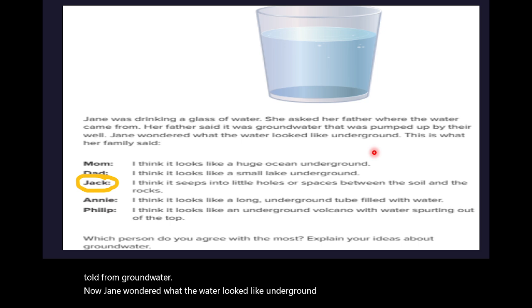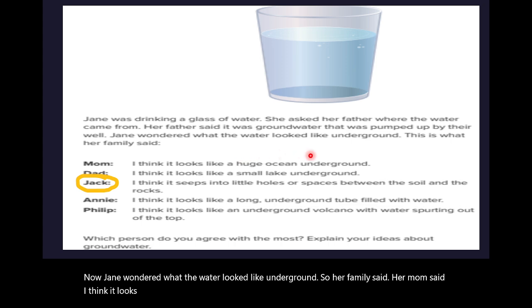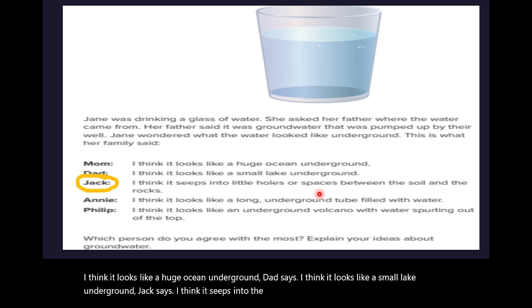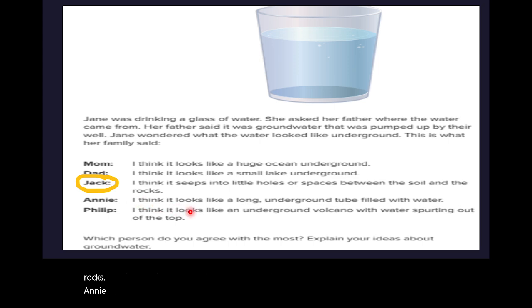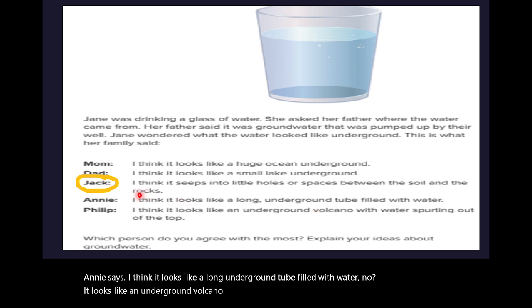So her family said, her mom said, I think it looks like a huge ocean underground. Dad says, I think it looks like a small lake underground. Jack says, I think it seeps into the little holes or spaces between the soil and the rocks. Annie says, I think it looks like a long underground tube filled with water. No. It looks like an underground volcano. No. So, this is the perfect answer.